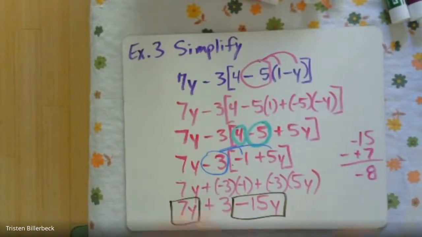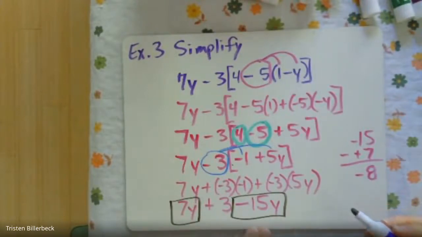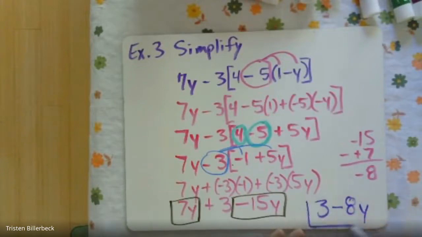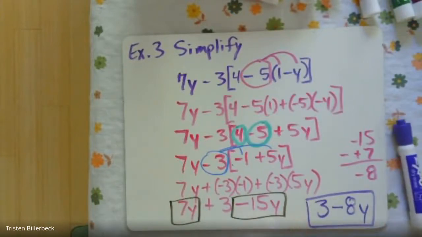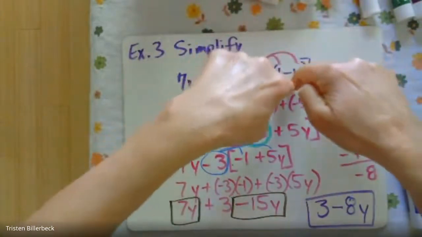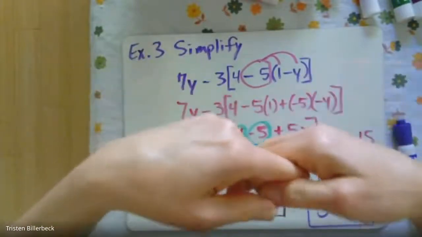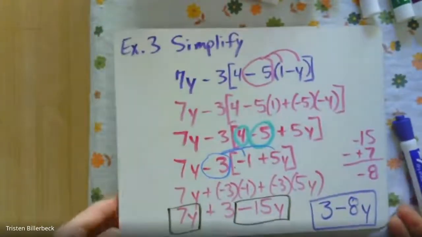So our final answer after all this work will be 7y minus 15 is a negative 8, so let's write 3 minus 8y. So after all that, that's how it looks when it's simplified. We just had to do little chopsticks. This parentheses and this parentheses grouping symbol, then all of this, and then you simplify. There you go.